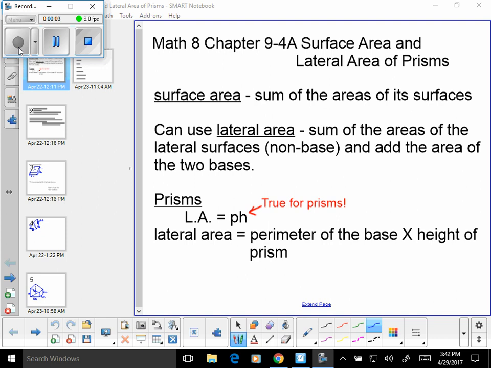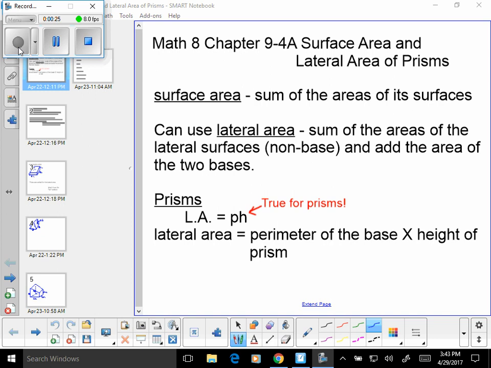Hello again, class. This is chapter 9.4a, surface area and lateral area of prisms. And as I told you earlier, this lesson is probably going to be one of the tougher lessons of this whole chapter. So you've got to hang in there. Don't give up. You can do it.